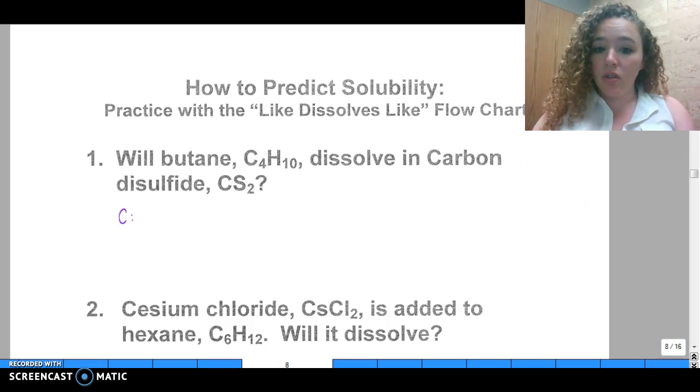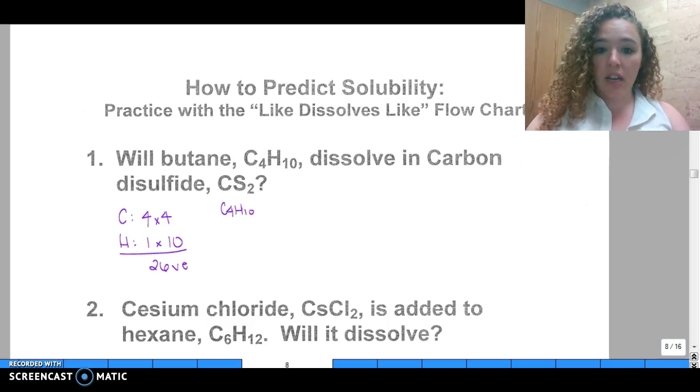So the first thing we have to do is figure out how many valence electrons there are in butane. Each carbon atom has 4 valence electrons, there's 4 of those. Each hydrogen atom has 1 valence electron, and there's 10 of those. So the total is going to be 26 valence electrons.